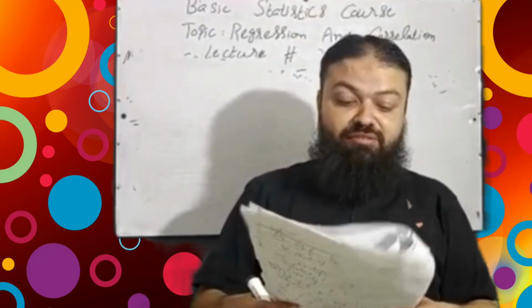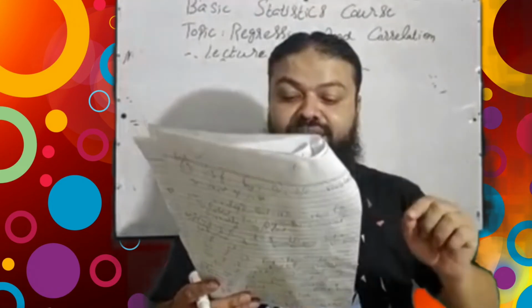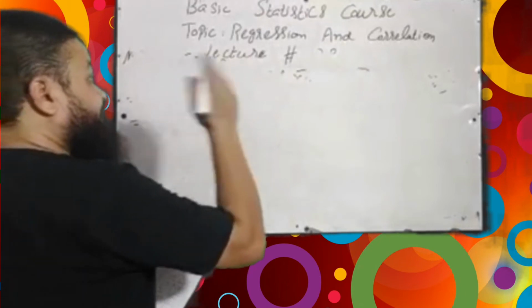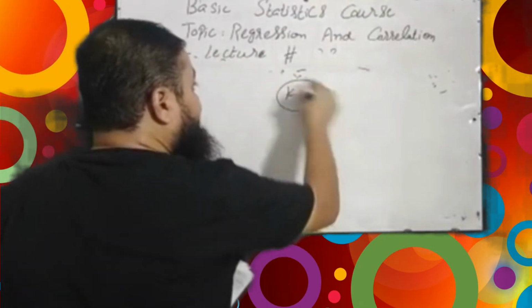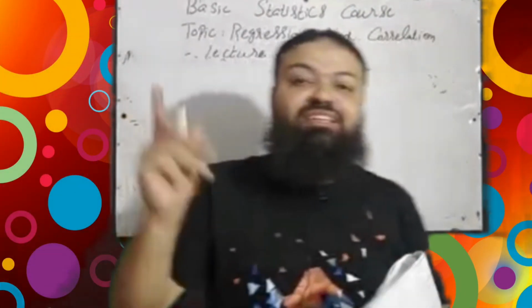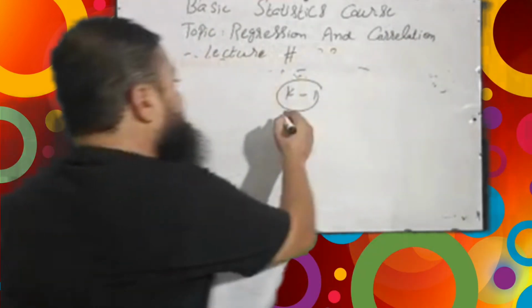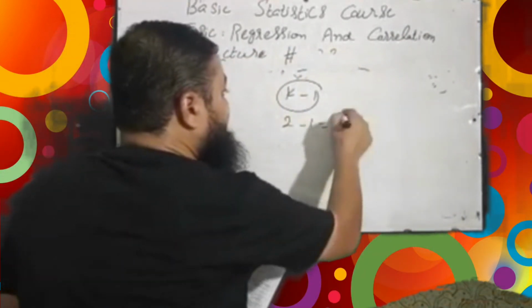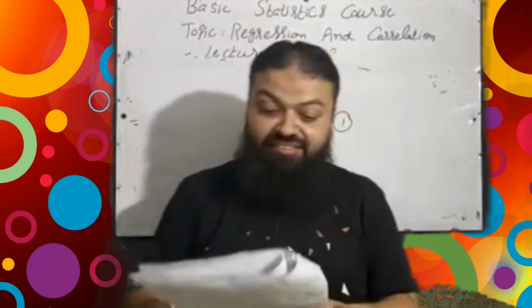Question number 15. In simple regression model, the degree of freedom for regression is, we know the degree of freedom for regression is k minus 1. K is the number of parameters, and in simple regression model y cap is equal to a plus bx. There are two parameters a and b. It means 2 minus 1. 1 will be the correct option in the exam.